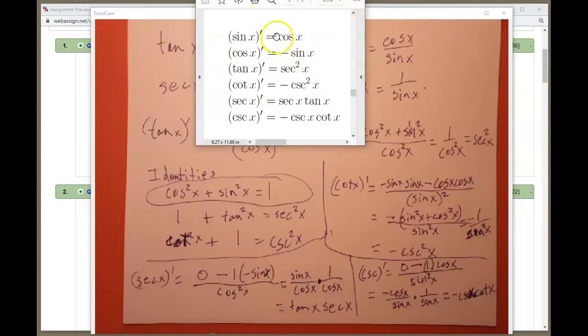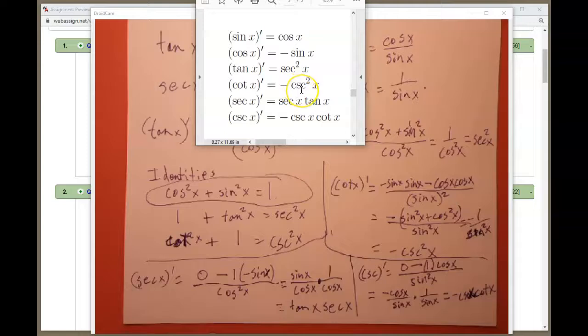Note here on your derivatives, all of the co-functions have negative derivatives. So that's a nice thing to remember. The secant and the cosecant both have two functions in there: secant tangent, cosecant cotangent. The tangent and cotangent both have squares. So memorize those really well today. Don't delay. Make sure you're memorizing your formulas now.